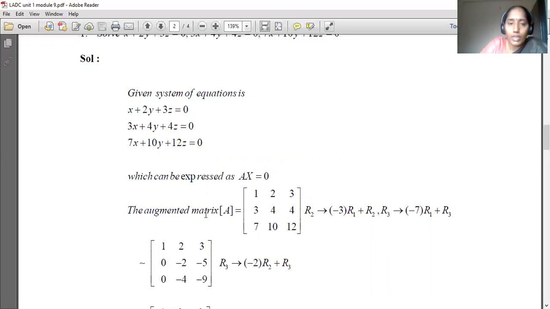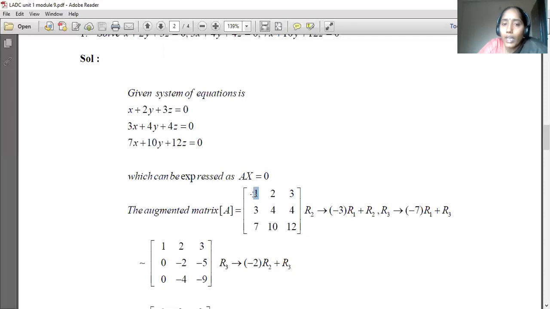Okay, now we go to the next example. Now we express this in matrix form: Ax = 0. In this, the coefficient matrix is [1, 2, 3; 3, 4, 4; 7, 10, 12]. Now, this matrix is converted into echelon form by using row transformations or elementary transformations. We already discussed in the last module how to reduce a matrix into echelon form. Once again, I am explaining here.